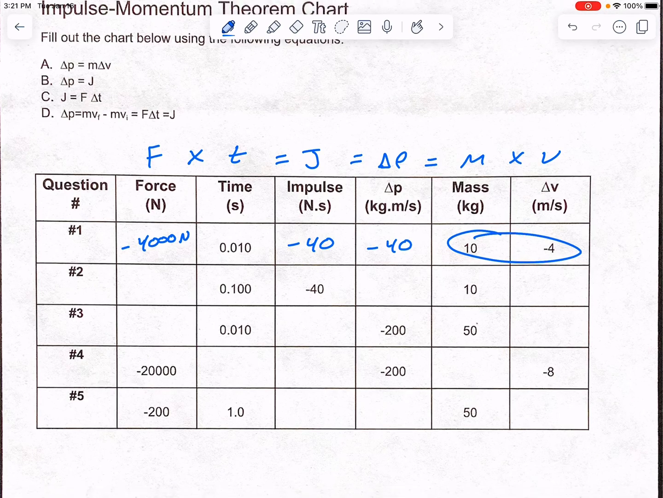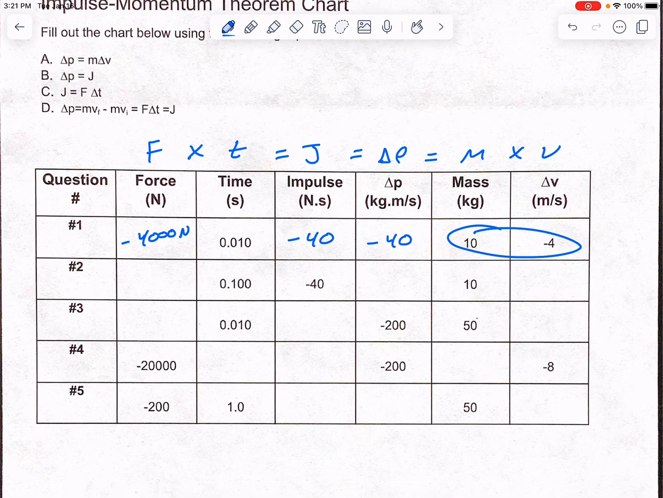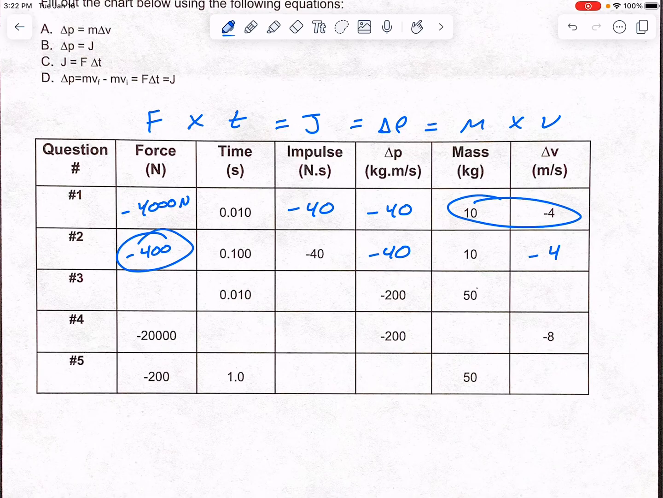Okay, next one, we're going to see what we have. We can do this first box right here. I know impulse equals force times time, so negative 40 divided by 0.1 is going to give you negative 400 newtons. Now, I know impulse equals momentum, so that means J and P have to be the same. Negative 40 equals 10 times velocity, so negative 40 divided by 10 is going to give you a velocity of negative 4.